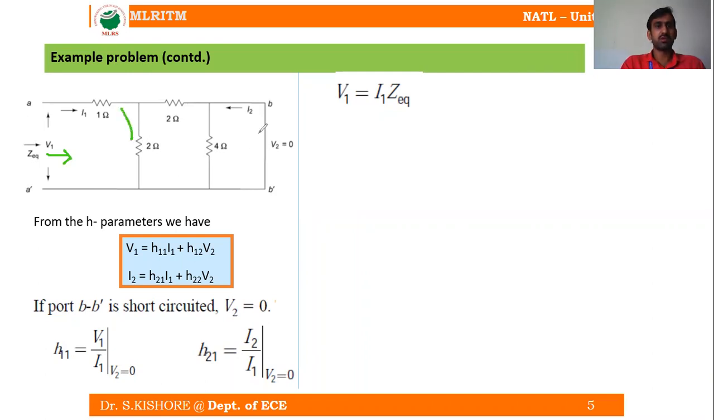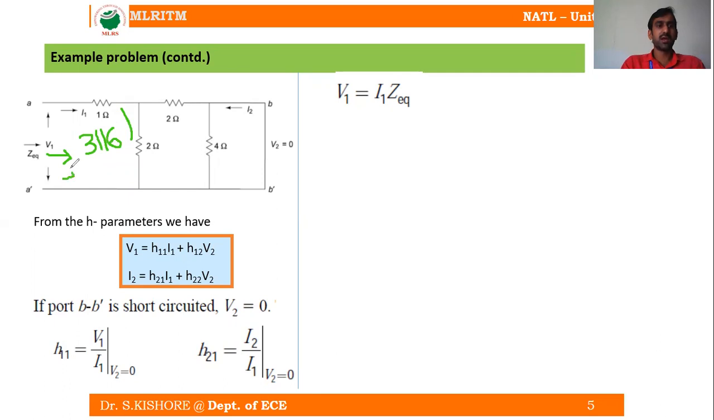As V2 is equal to 0 here, these two are going to be in series. So that means here you are going to have 2 plus 1, which is nothing but 3. And this 3 is in parallel with 2 plus 4, which is 6. 3 is in parallel with 6.